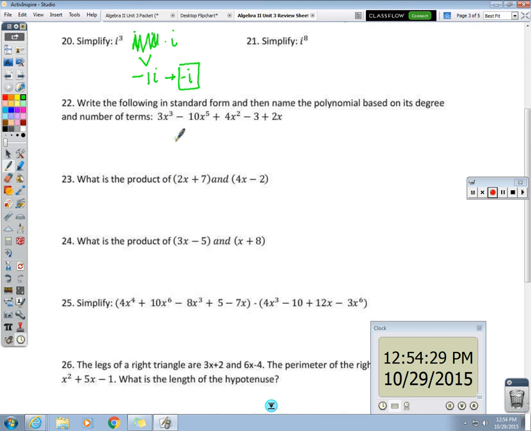Okay, what about i to the 8? How many i's is that? 8. Okay? So if you write out i times i times i times i times i times i times i times i, 1, 2, 3, 4, 5, 6, 7, 8, what do we know? Those make a -1, those make a -1, those two, and those two. So what's a -1 times a -1 times a -1 times a -1? Positive 1. Because the negative times the negative makes those positive, negative times the negative makes those positive.